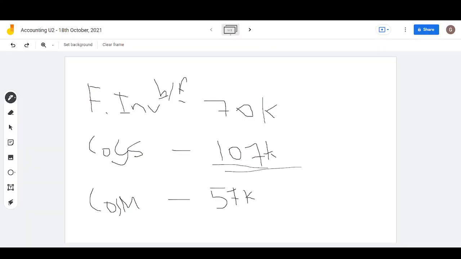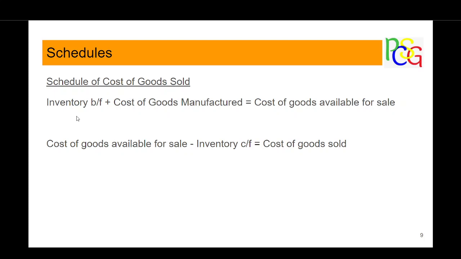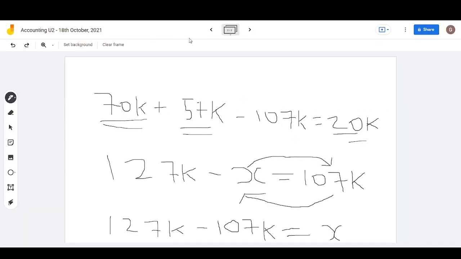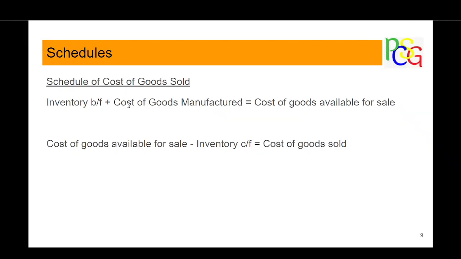So I had some rough working over here, so please bear with me with my handwriting. F dot INV brought forward stands for finished goods inventory brought forward. As we said, it's 70,000 or 70K. Then the cost of goods sold is 107,000, and the cost of goods manufactured is 57,000. To work this out is very simple. We would use the first formula. The finished goods inventory brought forward was 70,000, so we would add that to our cost of goods manufactured to give us our cost of goods available.